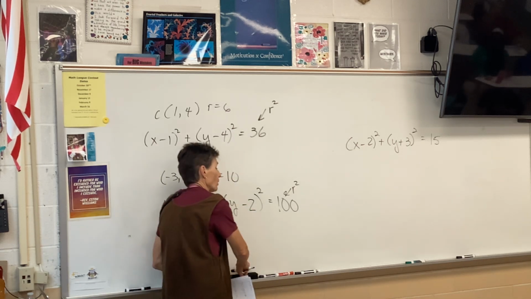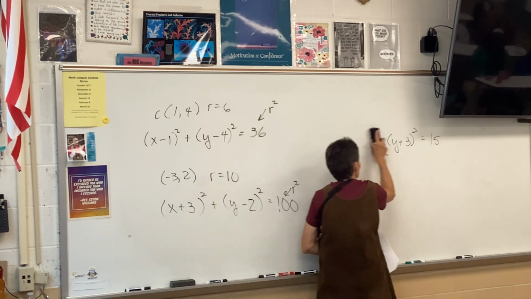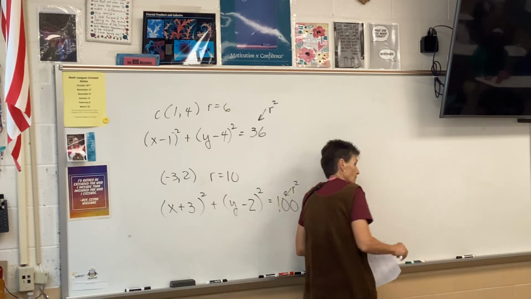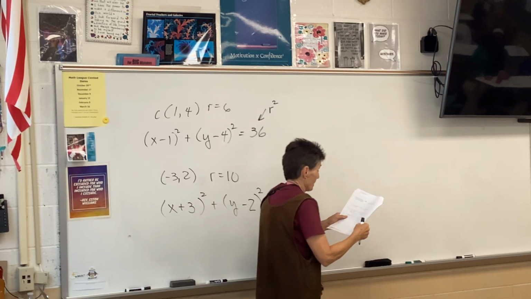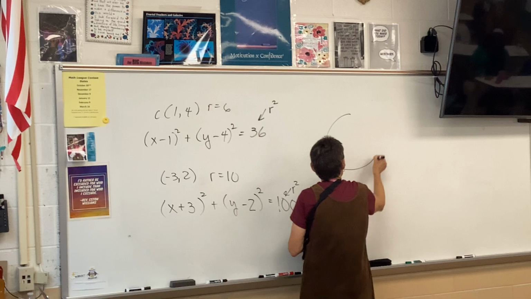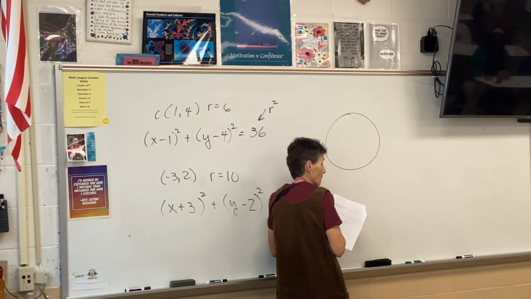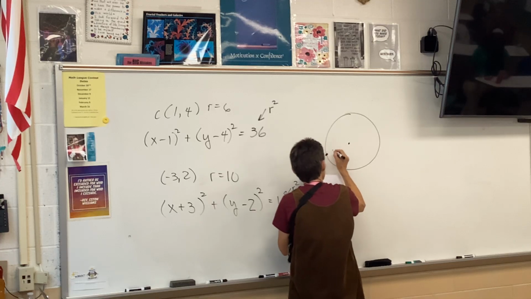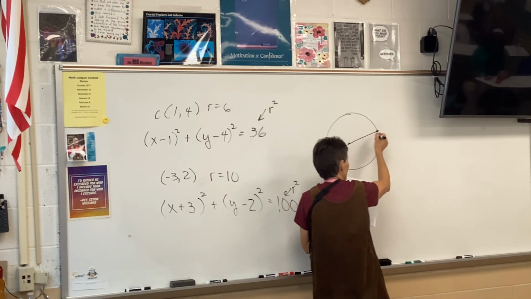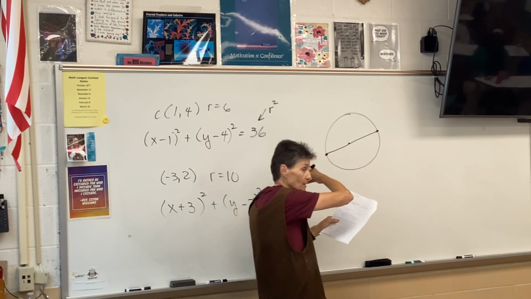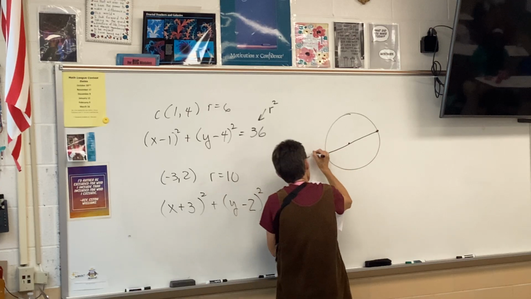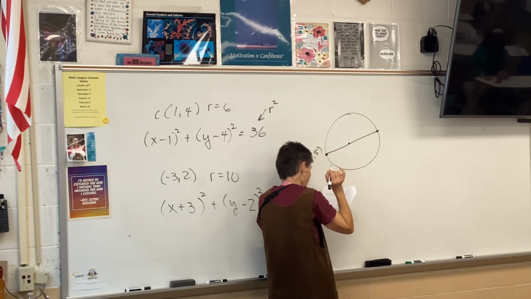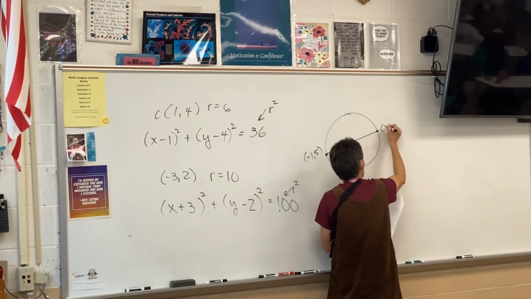All right, now hold on to your hats, folks. Problem C. We got a circle. We don't know the center. We know the diameter. Do you remember that's what a diameter is? The diameter has endpoints at -1, 5, and 3, 7.